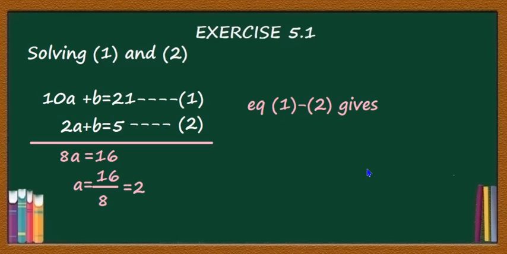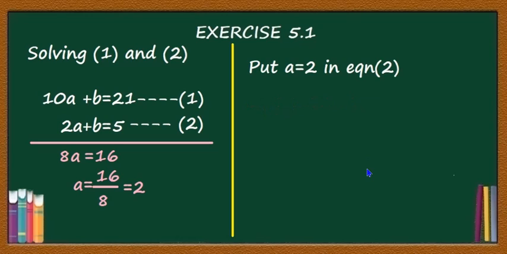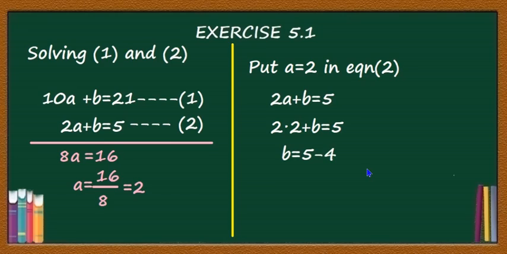You got the value of a, and substitute in any one of the equations. I'll substitute in equation 2. You'll have 2a plus b is equal to 5. What is a here? 2. 2 into 2 plus b is equal to 5, and b is equal to 5 minus 4, and b is equal to 1, and thus you will get the values of a and b.